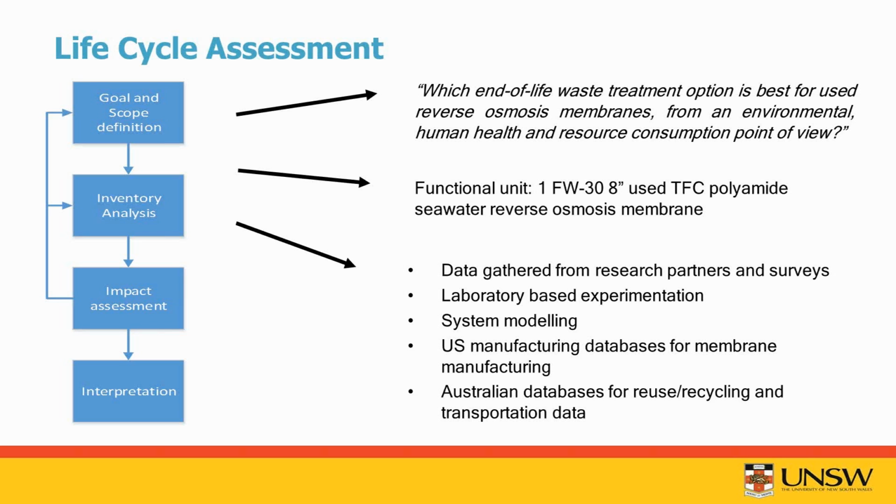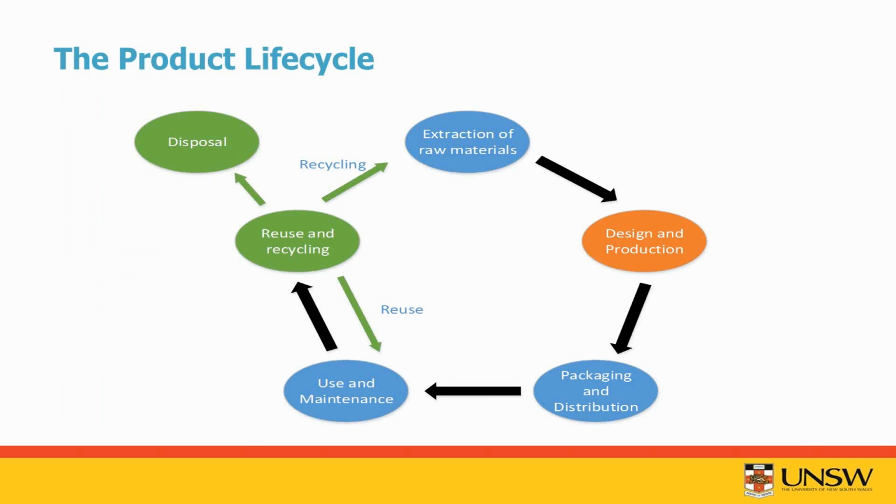We can use a variety of system modeling for things like transport and energy consumption. In this model, we're assuming that the membranes are manufactured in the US, so we use US manufacturing databases for that component. But in Australia, we're assuming that the reuse and recycling is going to be local, so we use Australian databases for that sort of input. Now, what are we actually looking at?